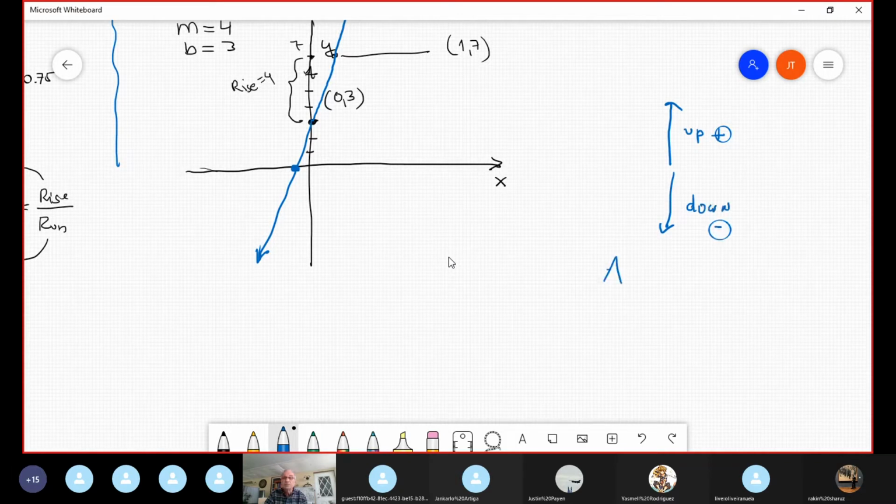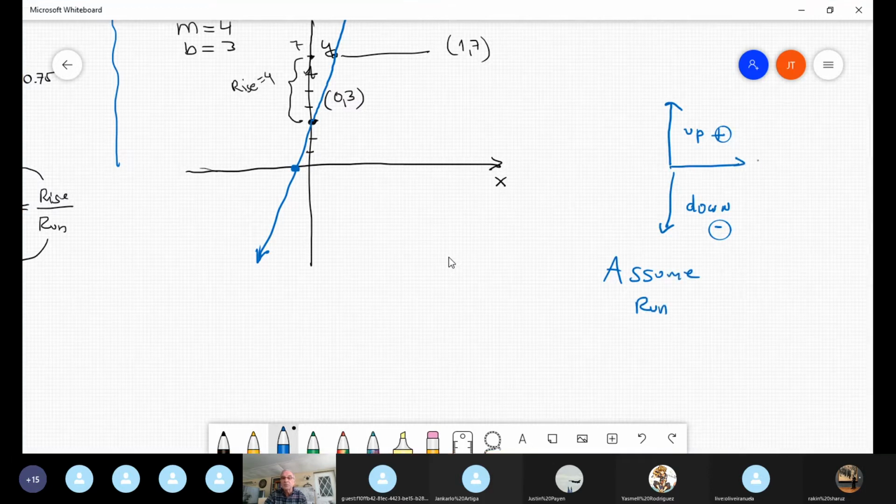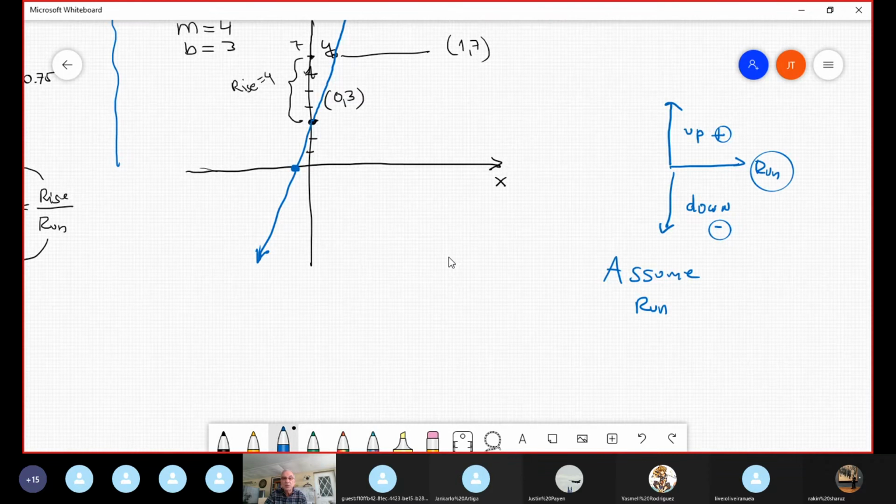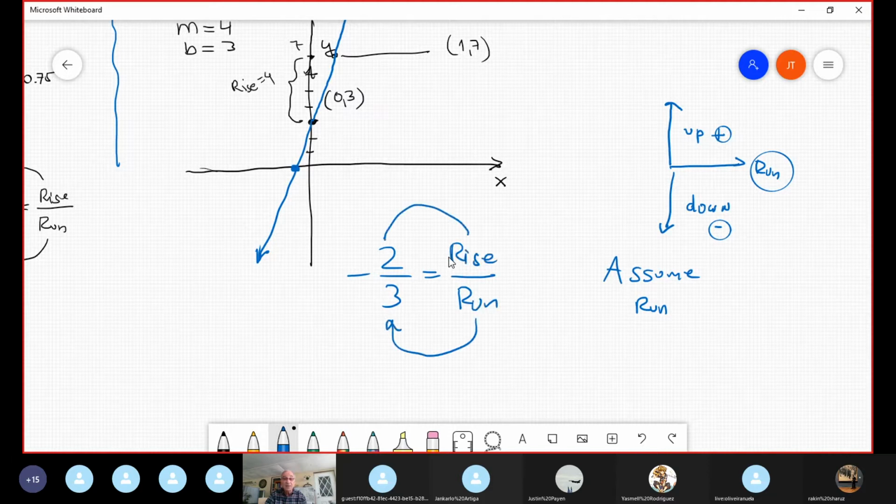But you assume that run is always positive. Yes, in that direction. Okay, when you have negative 2/3, for example, how do you interpret this slope? I interpret that run is 3 and rise is negative 2. So for a negative slope, I assume it is a negative rise, because I suppose that run is always positive. Makes sense for you?